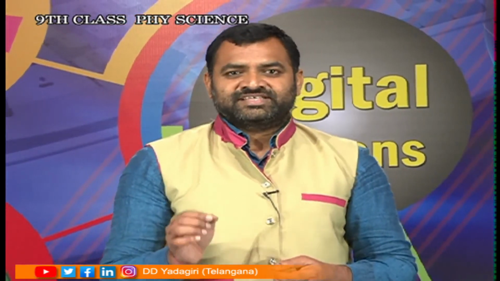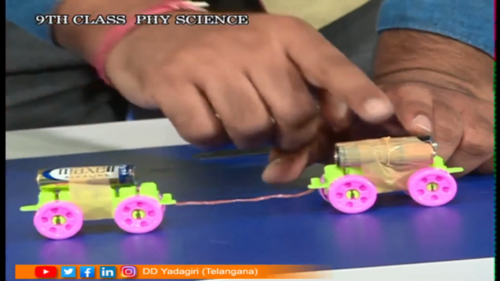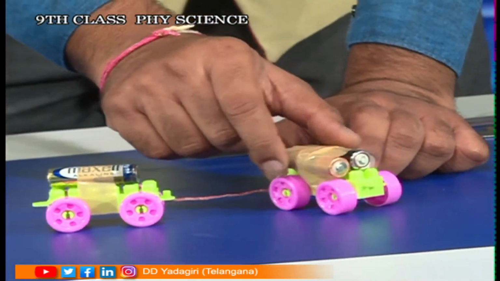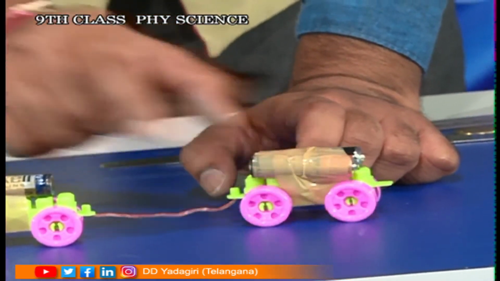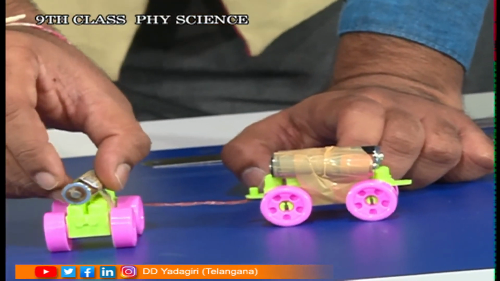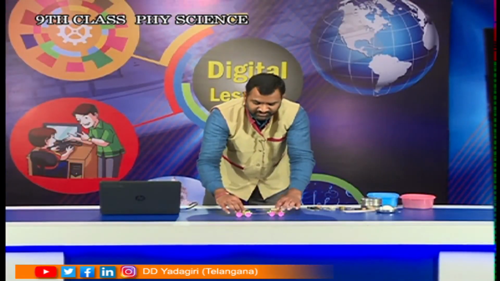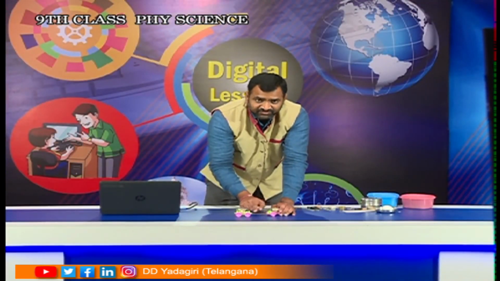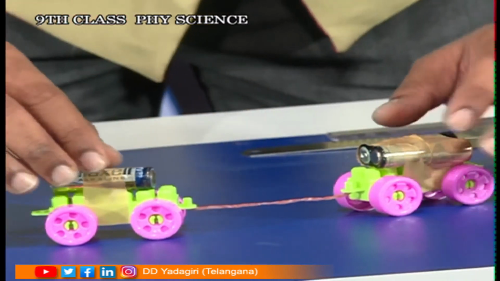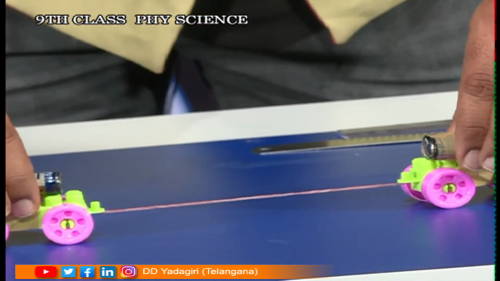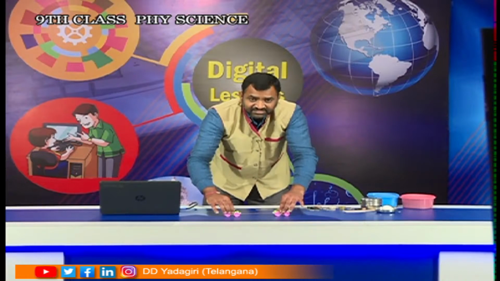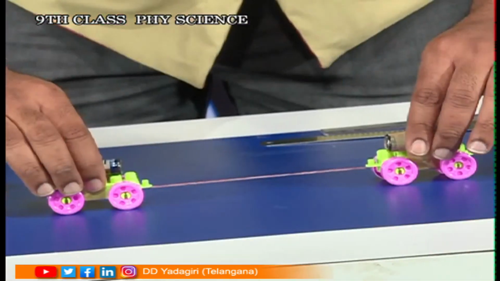Now, let us do another activity to show that greater the mass, lesser is the acceleration. Here I have two toys. Here I attached two batteries, so that the mass is more, whereas here the mass is of only one battery. So, now I connected both of them with a rubber band. When I stretch, the rubber band exerts the same force on both the objects.